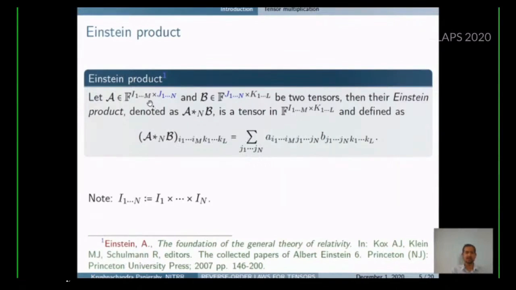And the dimension of the resultant tensor A star B lies in I1 cross I2 cross ... Im, K1 cross K2 cross ... KL. Here the simplified notation I1 to Im represents I1 cross I2 cross ... Im. Here is one example for the Einstein product.